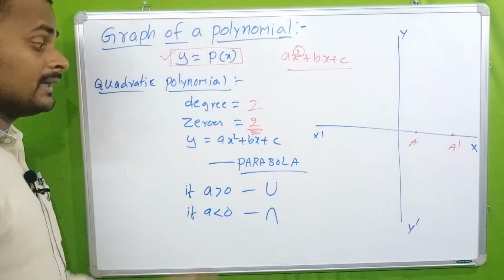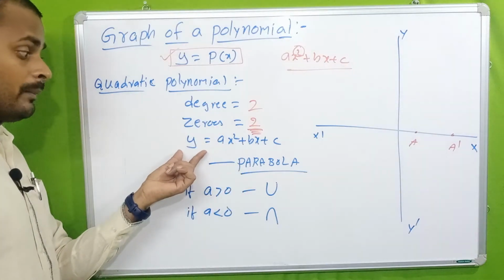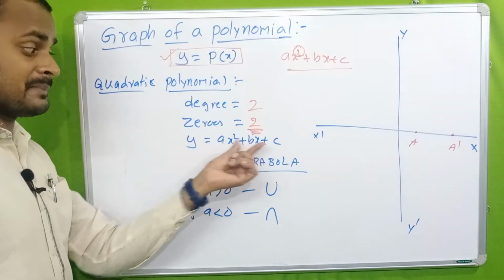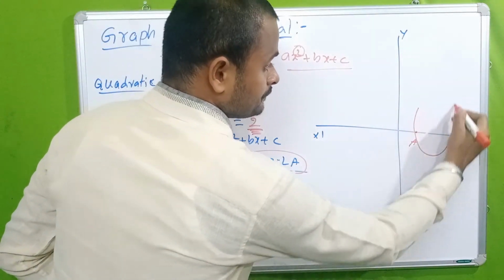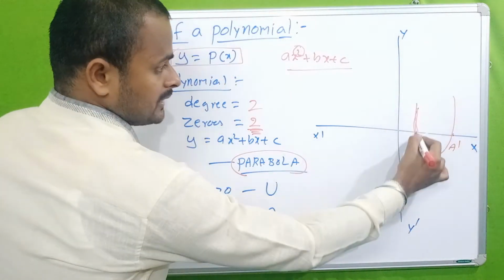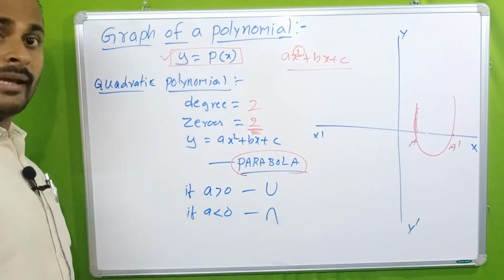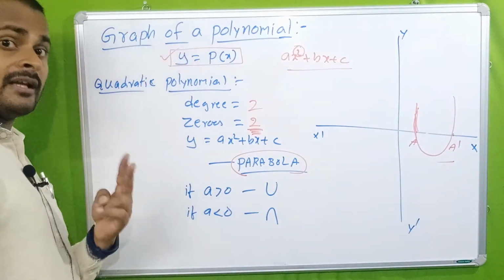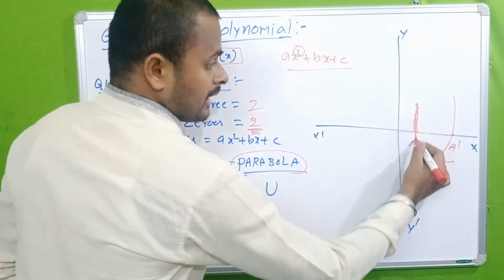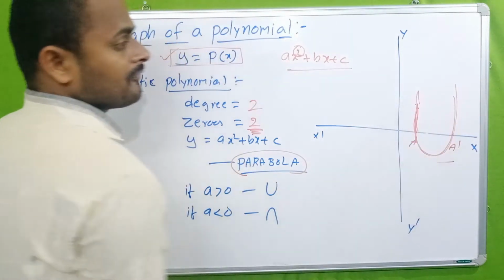So that is why the shape of the quadratic polynomial y is equal to ax square plus bx plus c is a parabola. It looks like this. This is called a parabola. The shape of a quadratic polynomial is a parabola because it has 2 zeros. That's why the graph looks like this.